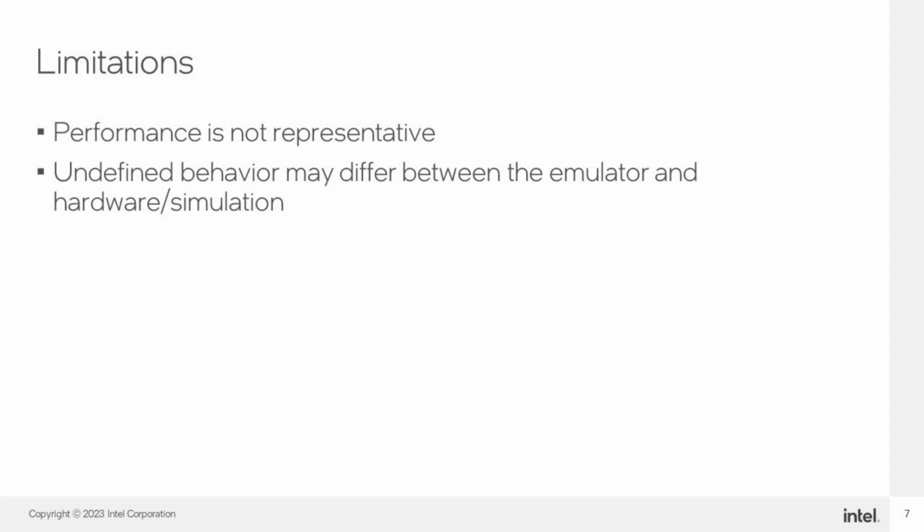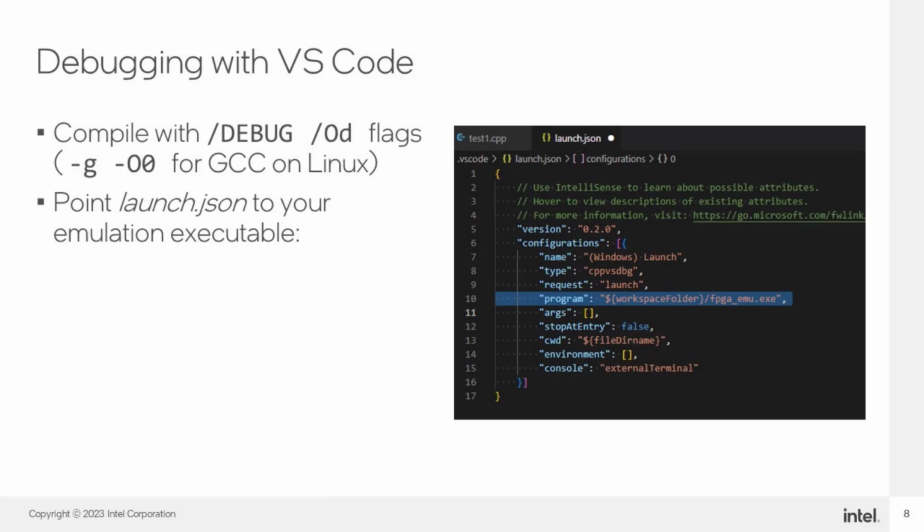If your code produced different results when compiled for the FPGA emulator versus FPGA hardware, your code most likely exercises undefined behaviors. You can debug your design with VS Code with some debug compilation flags.